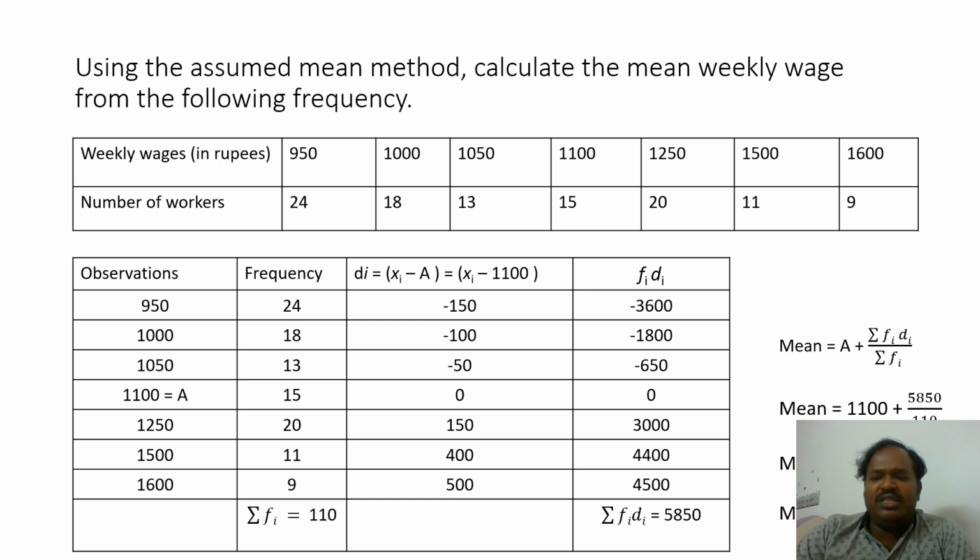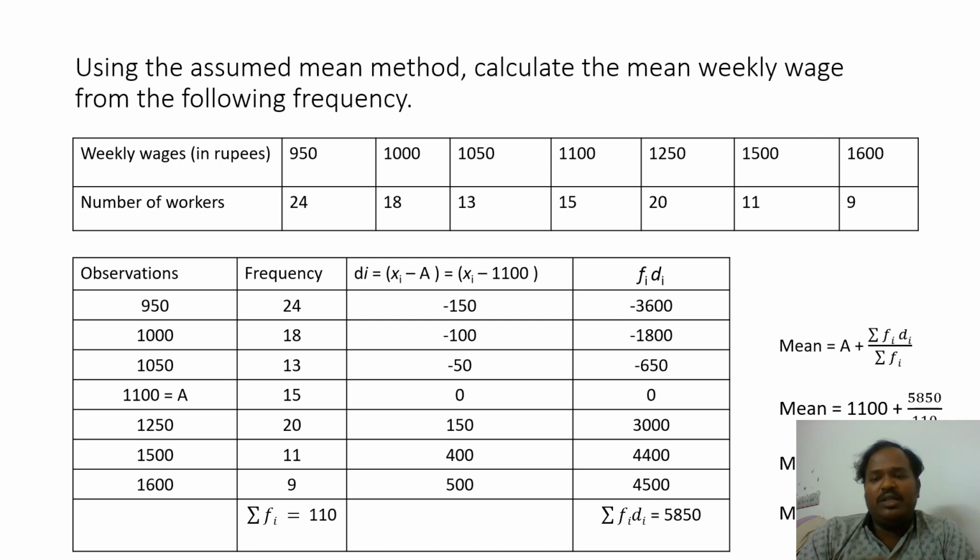Choose any of these observations. The weekly wages in rupees are taken as the observations, and the number of workers are taken as the frequencies in this question. So you assume anything to be the mean. For example, you can choose any of the values here. So I choose 1100 to be the mean.